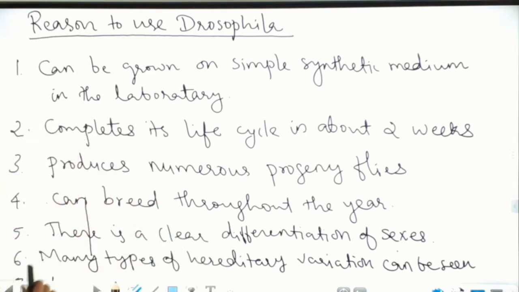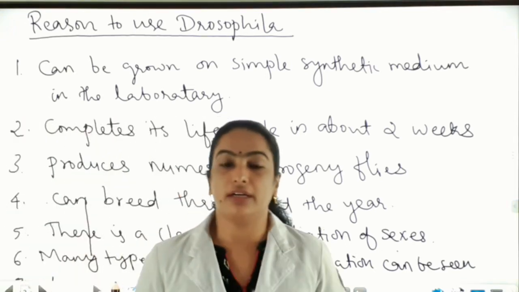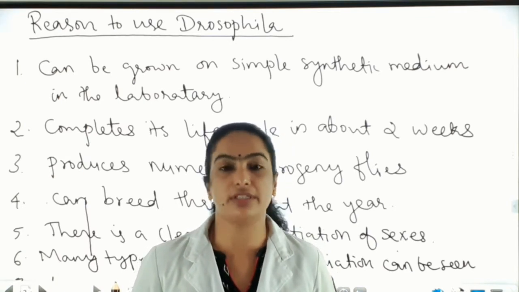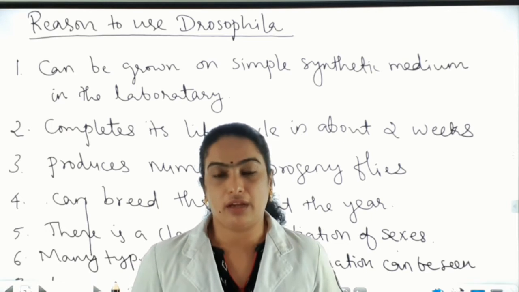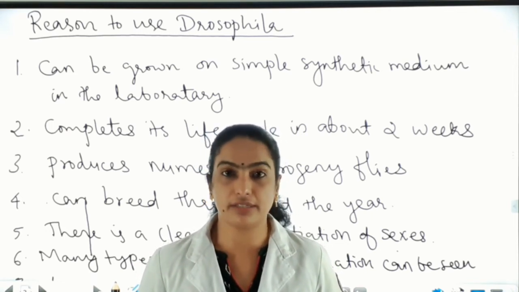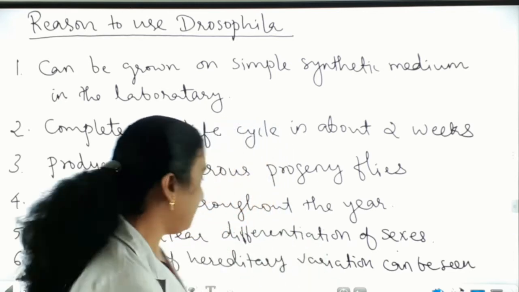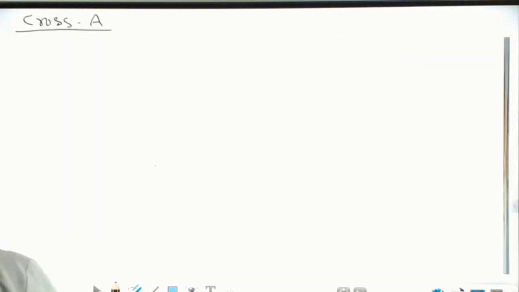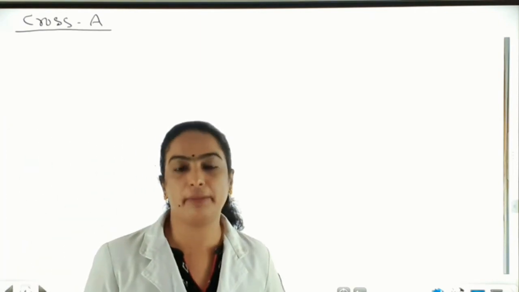Now, I taught you that he conducted monohybrid as well as dihybrid crosses on this Drosophila. And let's see a dihybrid cross made by T.H. Morgan on Drosophila. So this is Drosophila melanogaster, or fruit fly. What he actually did was 2 dihybrid crosses.